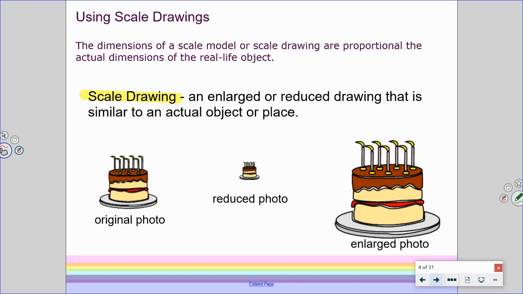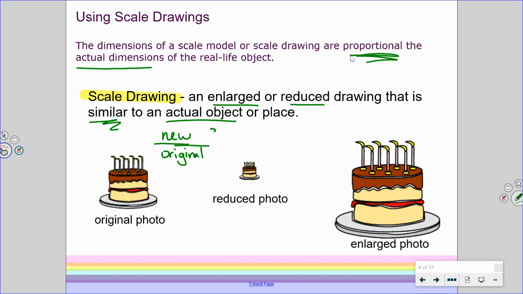All right, let's talk vocabulary for a second. Using scale drawings. Now, let's say the dimensions of a scale model or a scale drawing, there's that word. They are proportional to the actual dimensions. In fact, scale drawings are either enlarged or reduced, but it's always going to be similar to the actual. I usually set up a relationship of new to original. So keep that in mind. In fact, that might be the most important thing to write down.